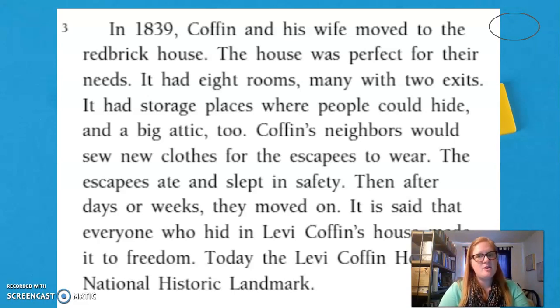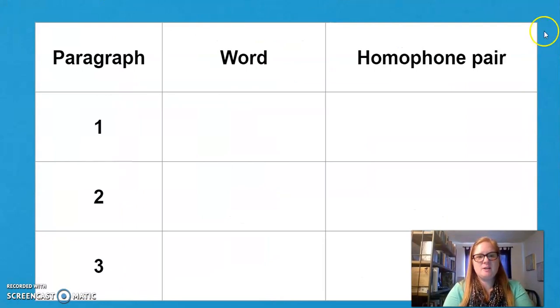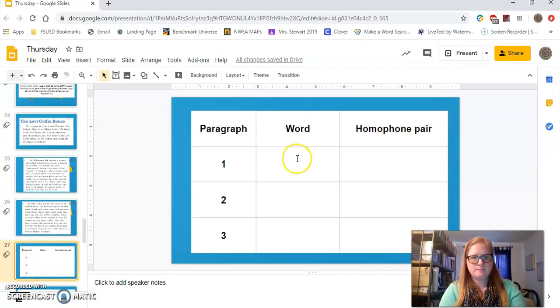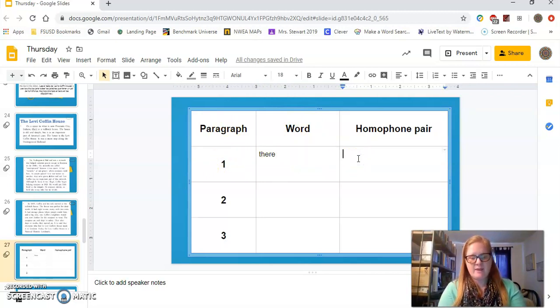So some of those are your spelling words. Hopefully you guys noticed them. So this is what you're going to do. For instance, since I found there, I would put there because I found it in paragraph 1. So in paragraph 1, you'll put what words you found. And the homophone pair for there is their. Okay. It also has another homophone pair, they're.